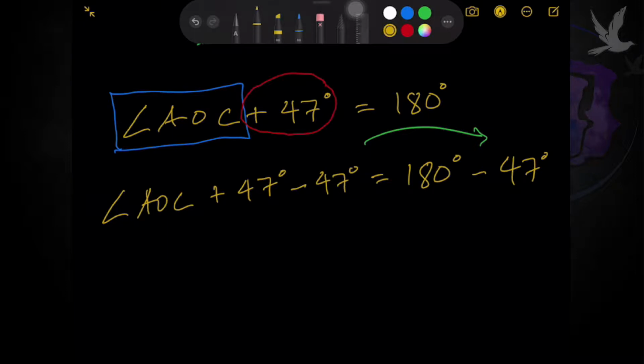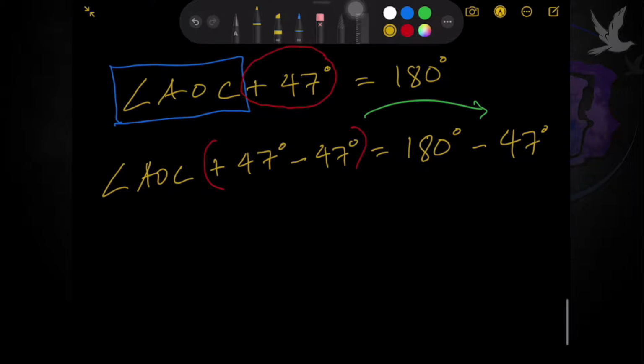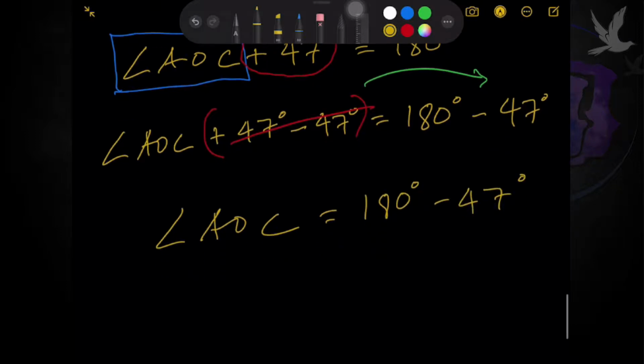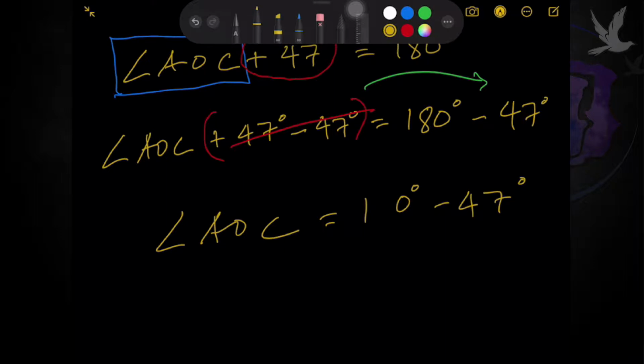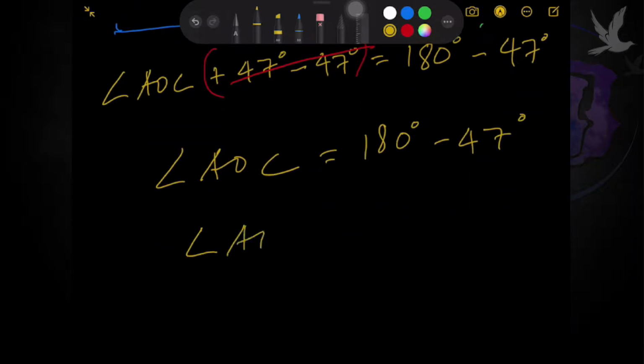Okay, sige lang, confusing. I know, it's confusing. Kasi nga, you're still learning. It's okay. And knowing that 47 minus 47 is 0, so wala na yan. Wala nang value yan. Eliminated na yan. So which means, rewriting this, we now have angle AOC equals 180 degrees minus 47 degrees. And solving this, of course, subtract nyo lang. Angle AOC, so that's 180 degrees minus 47. Borrow tayo, this will become 7, this will become 10. 10 minus 7 is 3, 7 minus 4 is 3. And bring down 1, so that's equivalent to 133 degrees.